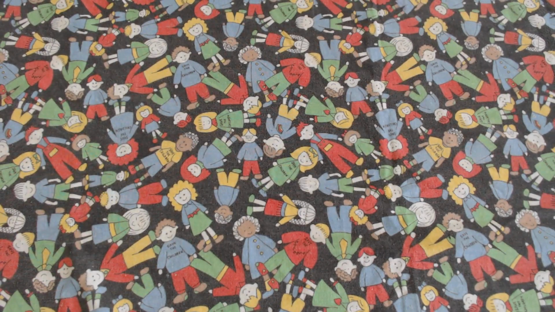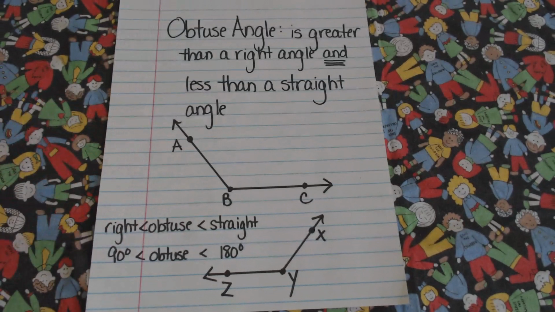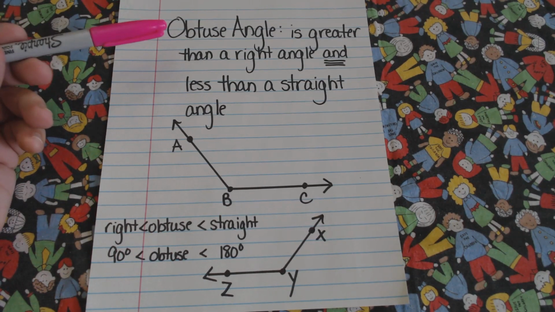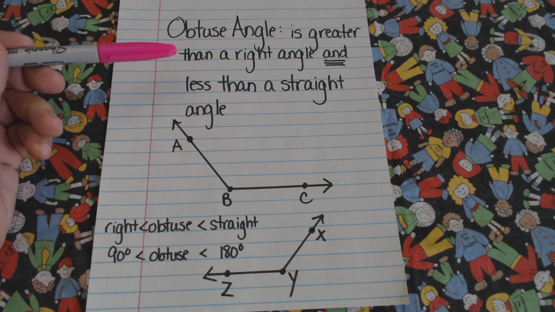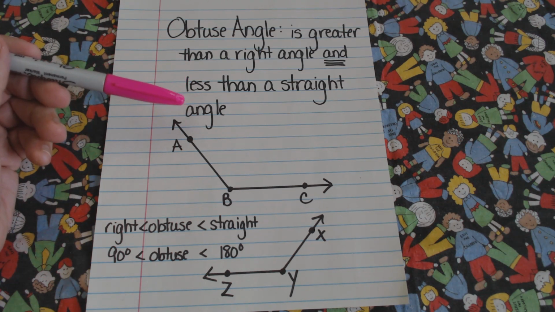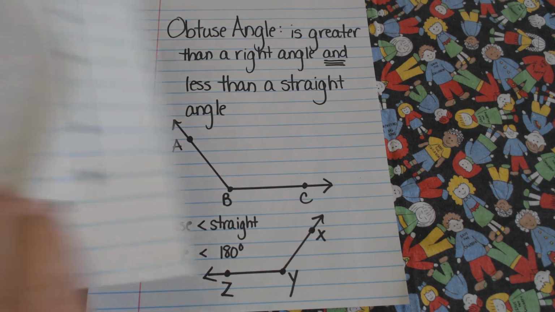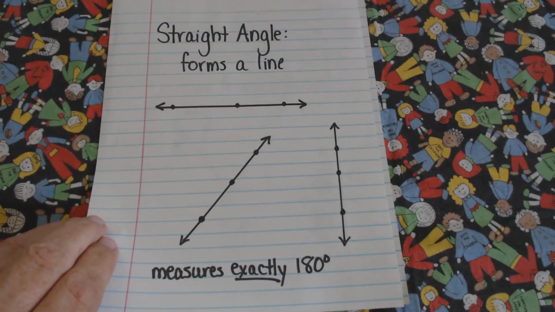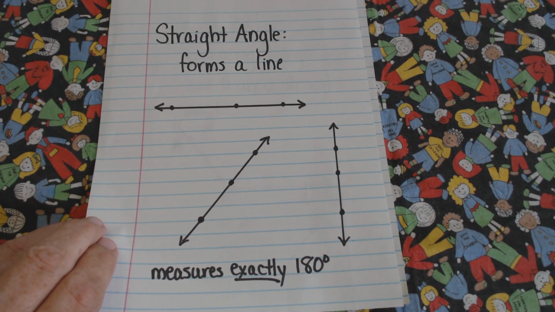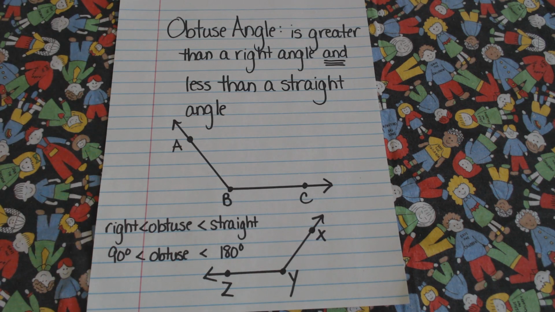So if we have an angle that's less than a right angle, we probably will have an angle that is greater than a right angle. And that is called an obtuse angle. An obtuse angle is an angle that is greater than a right angle and less than a straight angle. Remember, a straight angle was 180 degrees. Okay, that is not an obtuse angle. That's a straight angle. It forms a line. So it has to be less than a line, but more than a right angle.